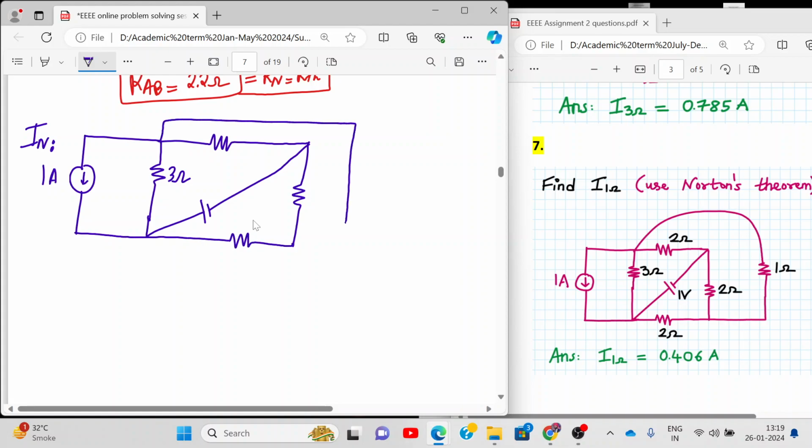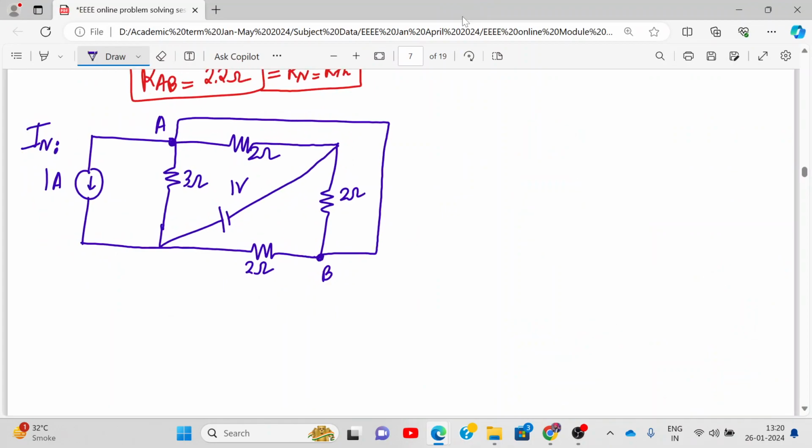And we have to short circuit this, right? This is A and B. This is A, this is B, 2, 2, 1 volt, 2. So what we have to find? Current between this, Norton's current, this current from A to B. This current we have to find. Now tell me what theorem you will apply. What we will do next? How will you find this?